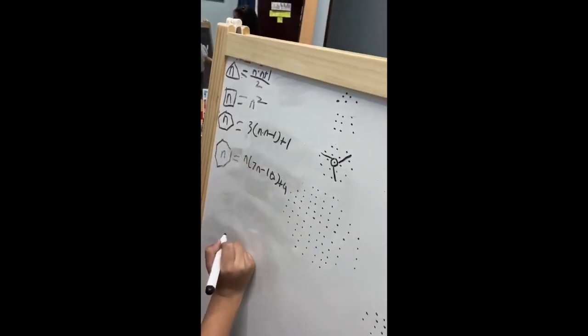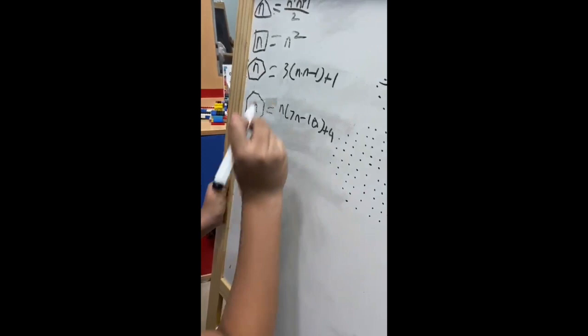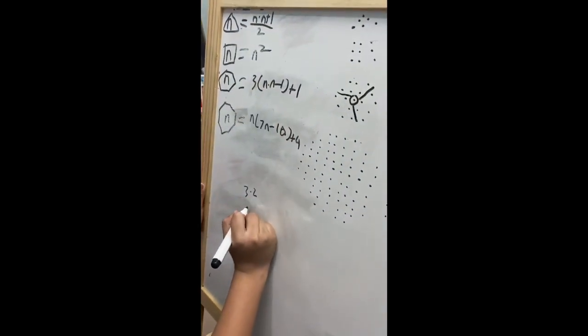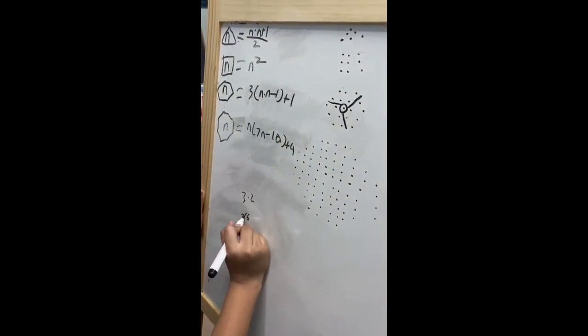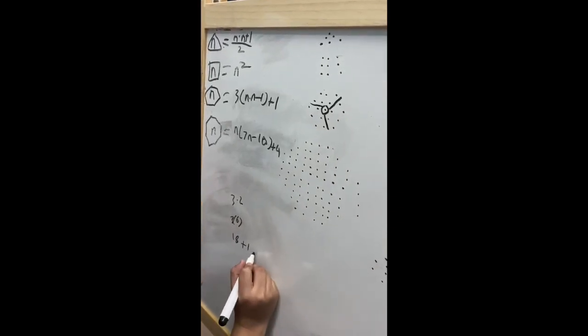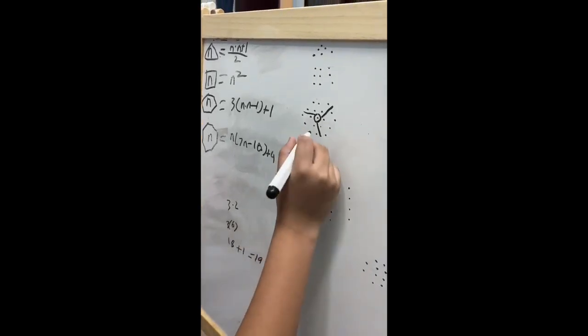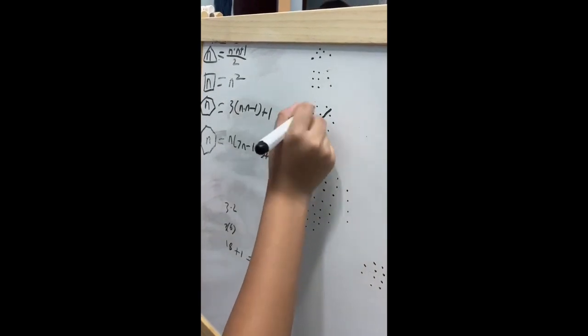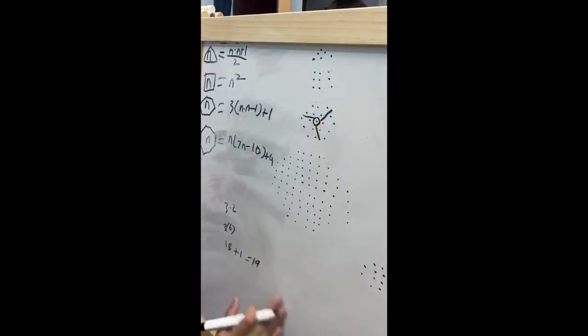So, if you really want me to show, 3 times n minus 1, which is 2, is 6, times 3 is 18, plus 1 is 19. And if you count them, 7, 14, plus 5 is 19.